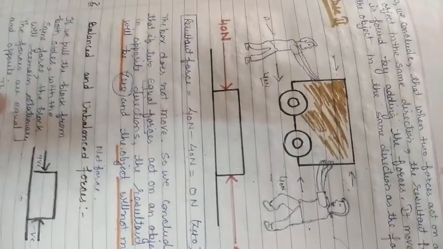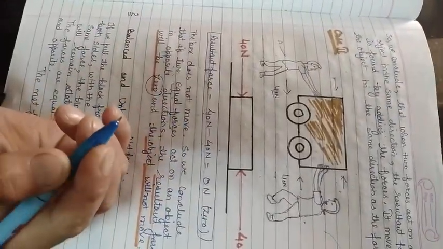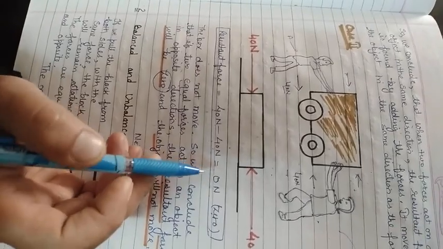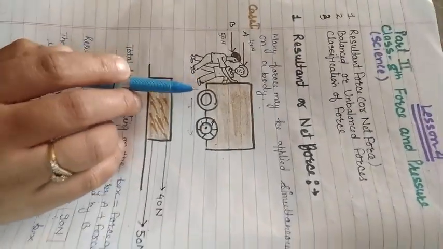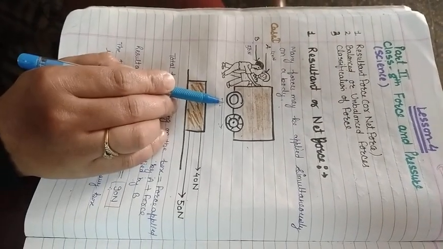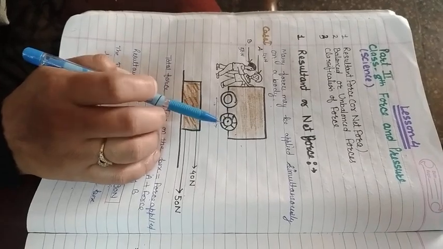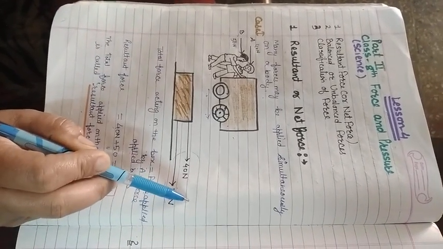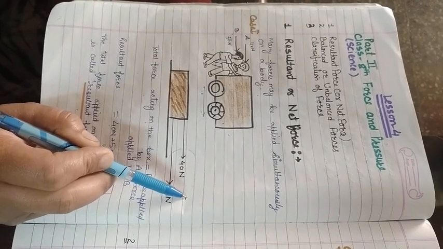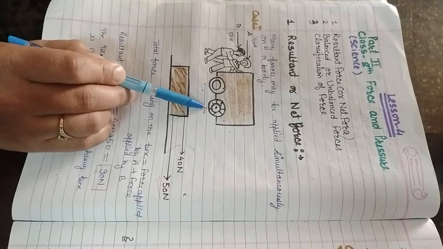And we concluded from this that when two forces act on an object in the same direction, the resultant force is found by adding the forces, and it moves the object in the same direction as the force.